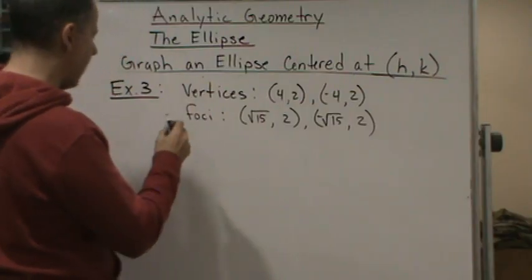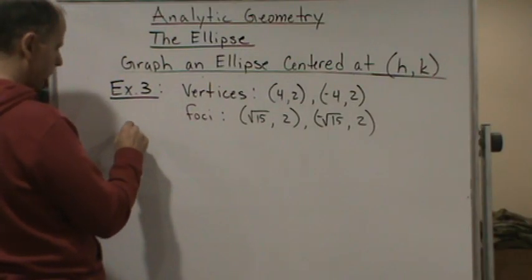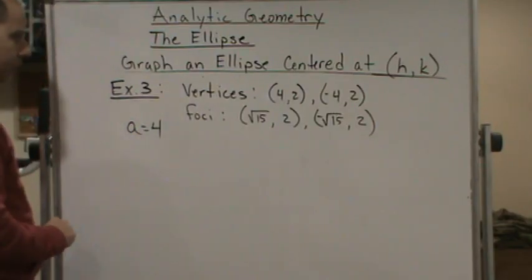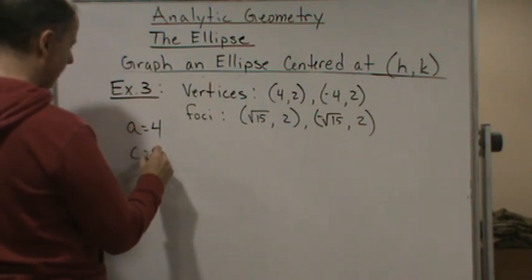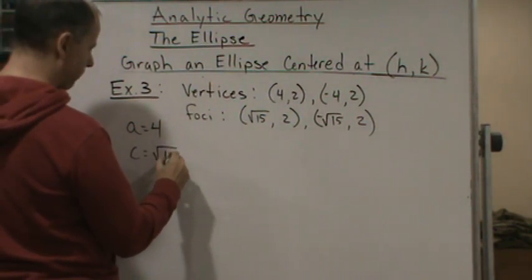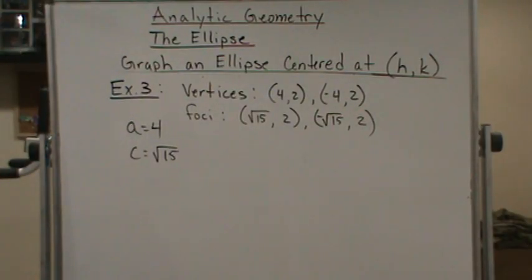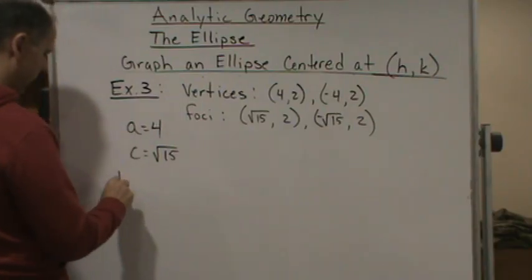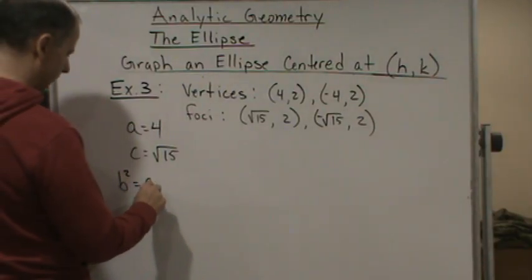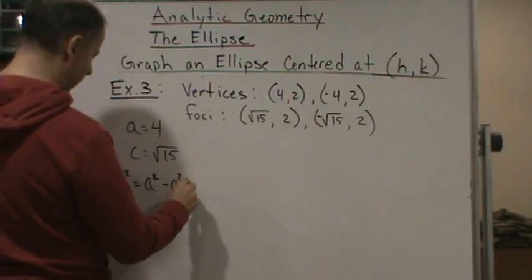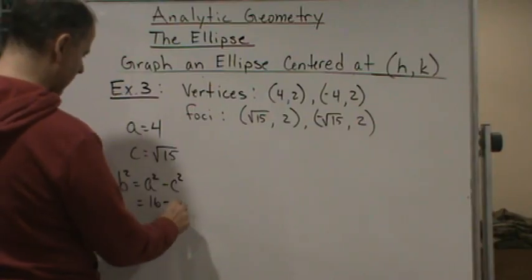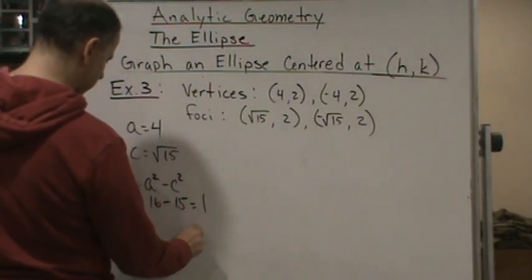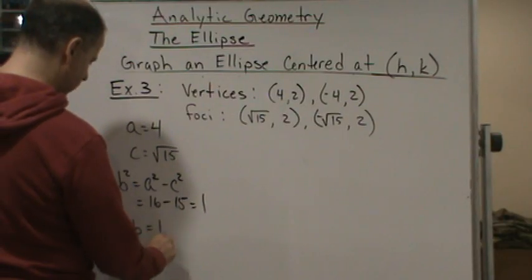Now that means our a has to be 4, and our c has to be the square root of 15. So now let's figure out what b is. We're going to use our formula, b squared equals a squared minus c squared. So a squared is 16 minus c squared, which is 15, which equals 1. That means b is equal to 1.